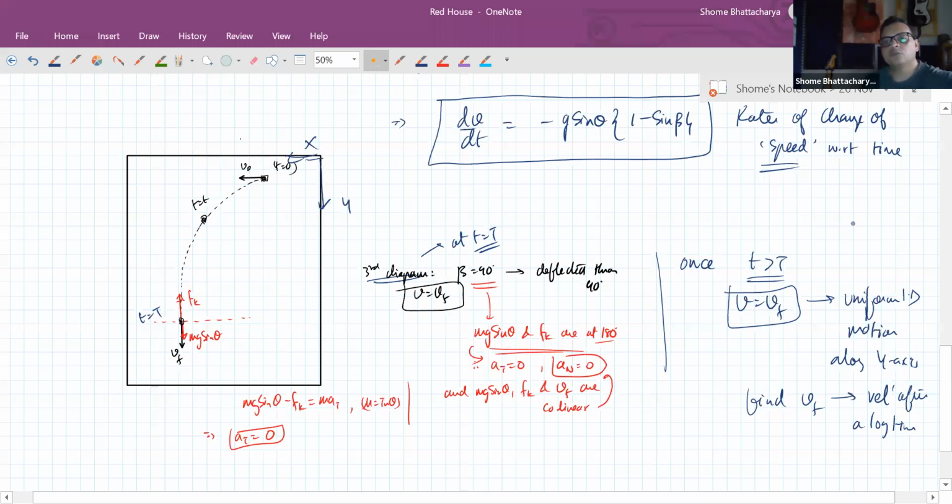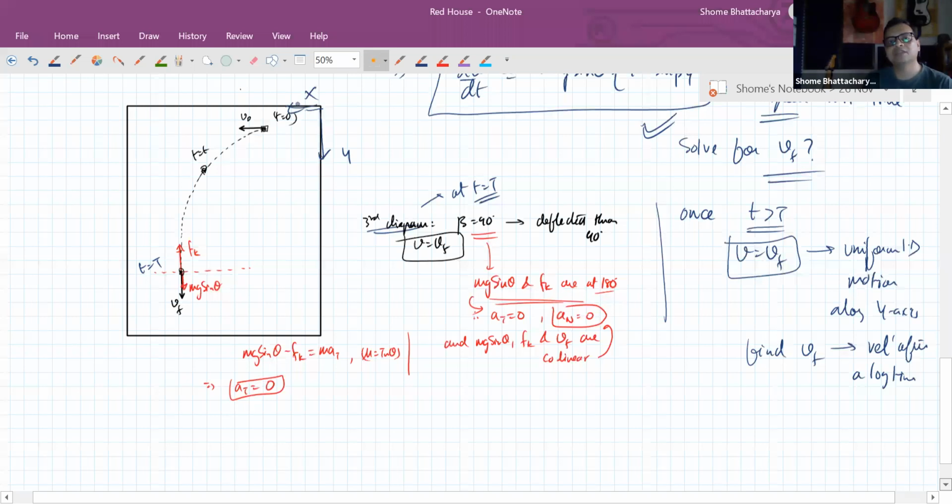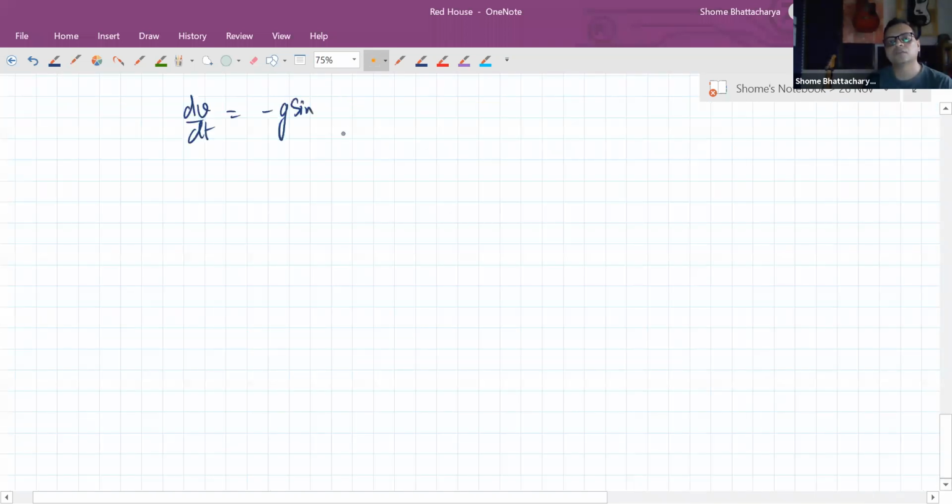Okay. So there are two problems for solving for Vf now. One is that we don't know this time capital T, and the other is beta is changing with time, so we don't know that. So that is where another trick will come into solving it. The trick is this, that we had dv by dt was minus g sine theta into 1 minus sine beta. This was the equation that we had.